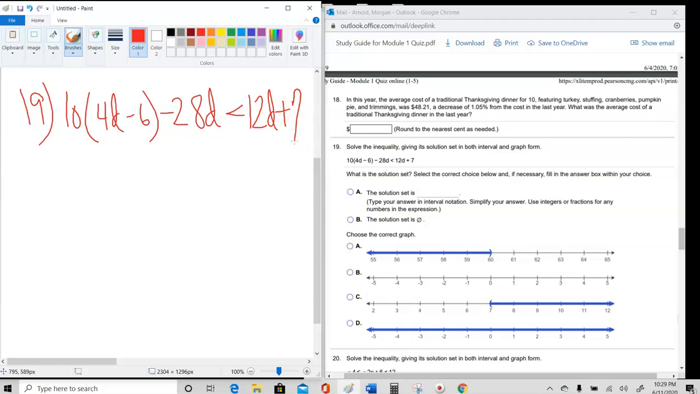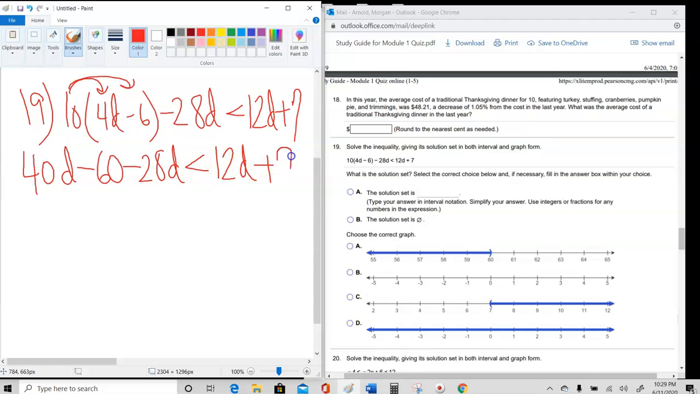On the left side, distribute that 10 times everything in the parentheses. So that would be 40d. And then 10 times negative 6 is negative 60. There's nothing we can do to the right-hand side but bring it down. Now combine your d's on the left side, giving us 12d minus 60 is less than 12d plus 7.